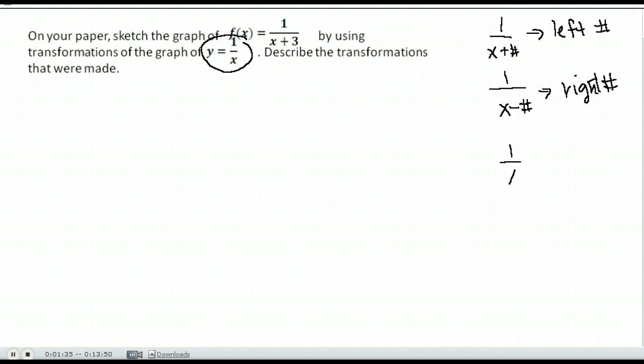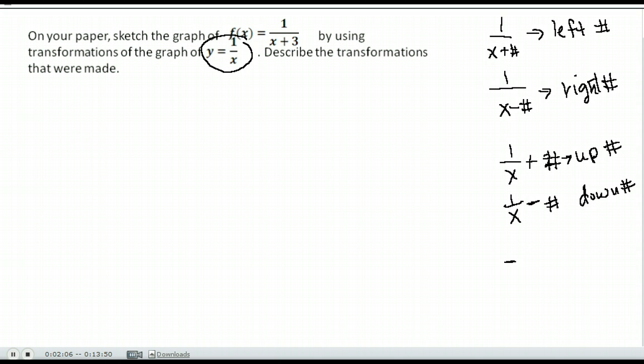If you have something added to the end or in front, something not inside the fraction being added or subtracted, I'll just put number here. This is going to make it go up. Anything that's not in the fraction's denominator is going to affect your y values, your ups and downs. On the other hand, if you're subtracting a number, that's going to make it go down that number of times.